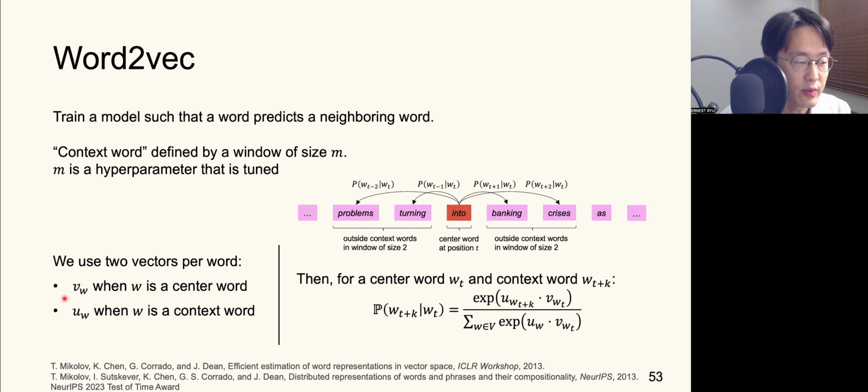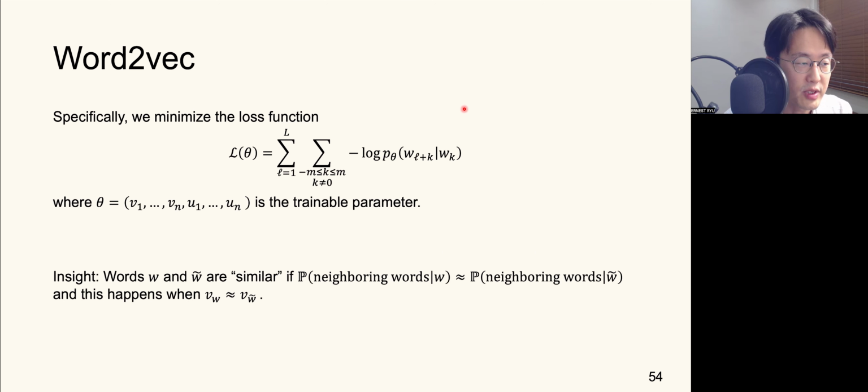And then for each word, we assign two vectors. We assign the v vector and the u vector. This v vector for this word and this u vector for this word are trainable parameters of our model. Then for a center word w_t and a context word w_{t+k}, where k is within the window size, the probability of a certain word occurring is given by the inner product between the center word's v vector and the neighboring word's u vector, exponentiated and normalized in the softmax manner. Specifically in word2vec, this is the loss function that is minimized.